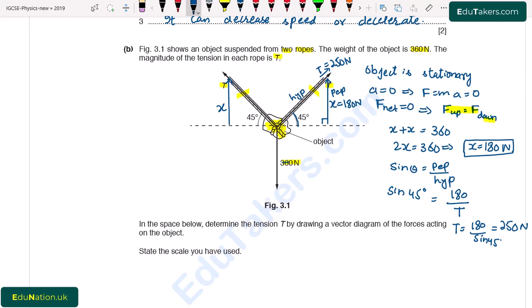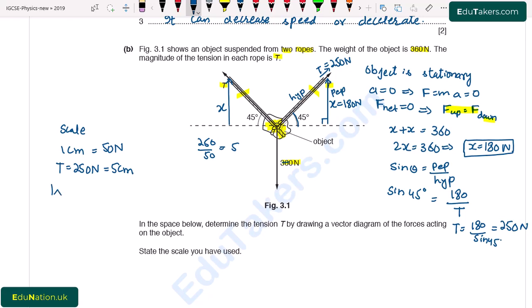So first of all we have found out the value of tension. Now we also have to draw the diagram with proper scaling. I suppose that in scale I use that 1 centimeter is equal to 50 Newtons. Then tension here is 250. I write here tension is equal to 250 Newton. It will be equal to 5 centimeter because 250 divided by 50 is equal to 5.